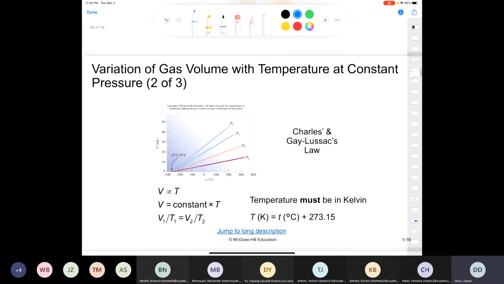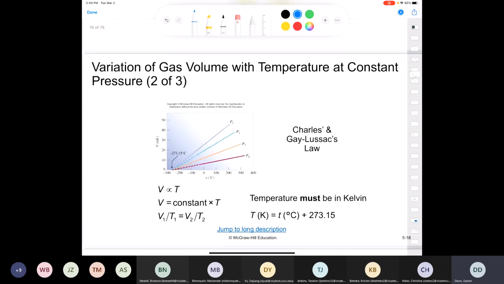All right. Well, what if you make a plot of volume versus temperature? I just told you on the last slide that volume is directly proportional to temperature, it says it right here. If you make a plot of volume versus temperature, here we have volume on the y-axis, here we have temperature in Celsius on the x-axis.